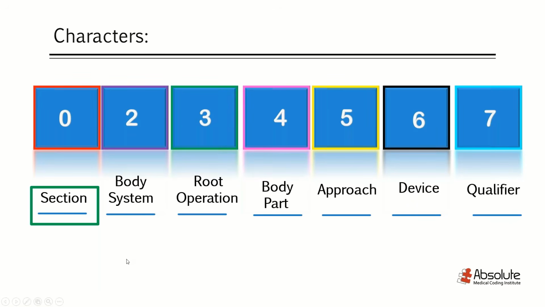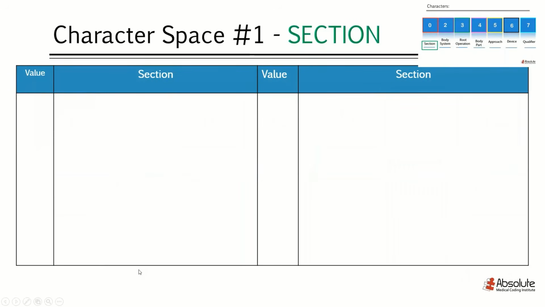The section in PCS coding is the first character, as you can see up on the upper right. It represents the section that you're coding for, the section in the book. Your first section value is 0, and this is the medical surgical section. So if this first character here on the upper right-hand corner is a 0, that means you're coding from the medical surgical section.